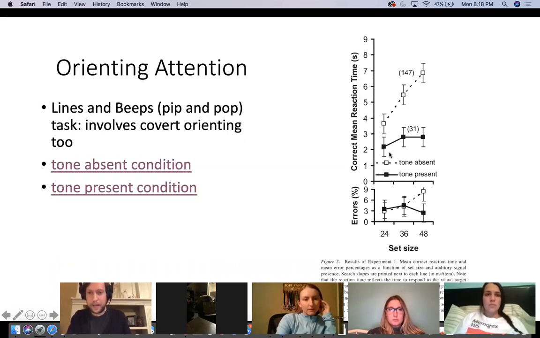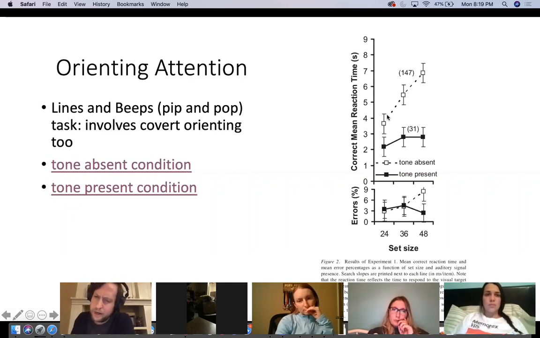And you can see that that's the black boxes. The reaction times are significantly lower, and it's a strong effect. It's a significant effect where the reaction times are quicker in the tone present condition, compared to the tone absent. And so in this study, can someone tell me what is the attentional cue? What is the thing which is making you orient to a certain point in space?